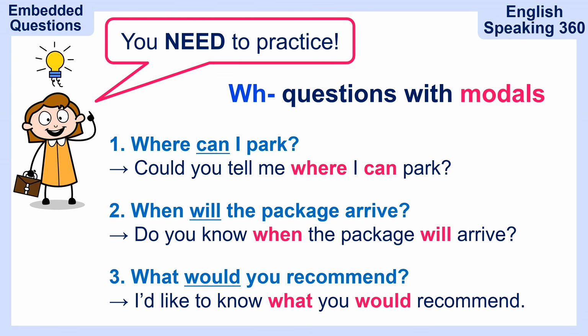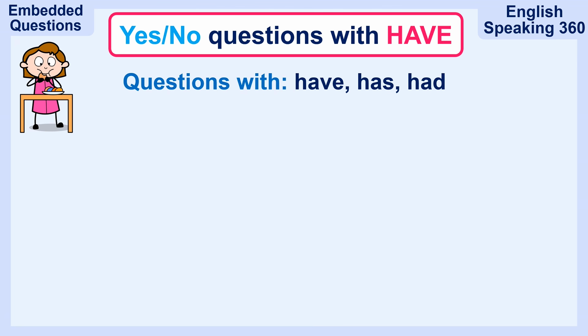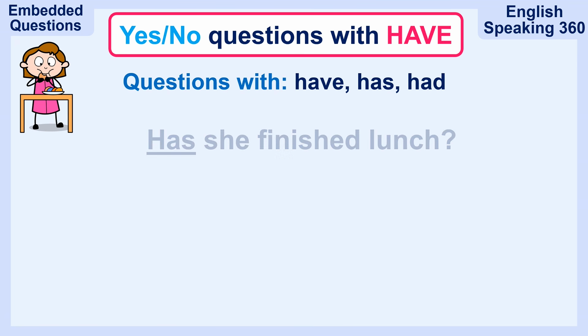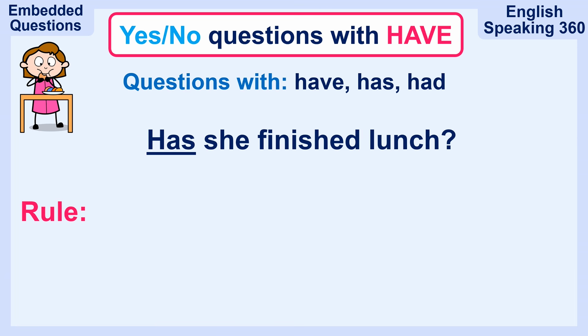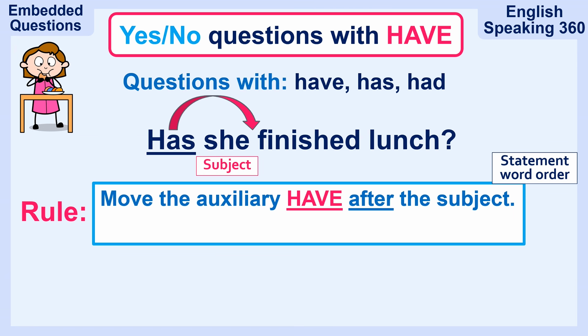Did you get them right? I sure hope so. Yes/no questions with have. So these are questions with the auxiliary have, has, or had. Here's an example. Has she finished lunch? This is a present perfect question. Here's the rule, and it is the same rule as before. Move the auxiliary have after the subject. So what is your subject here? It is she. So now you have to move has after she, and it becomes your statement word order.